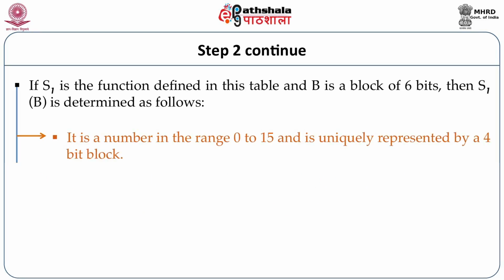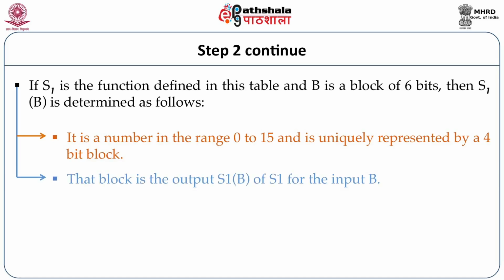Let me repeat what I said. Take the first bit and last bit of the 6-bit input of the S box, and that represents the row, and the middle 4 bits represent the column number. So when you look at the S box, find a particular row and column according to the input you have received.